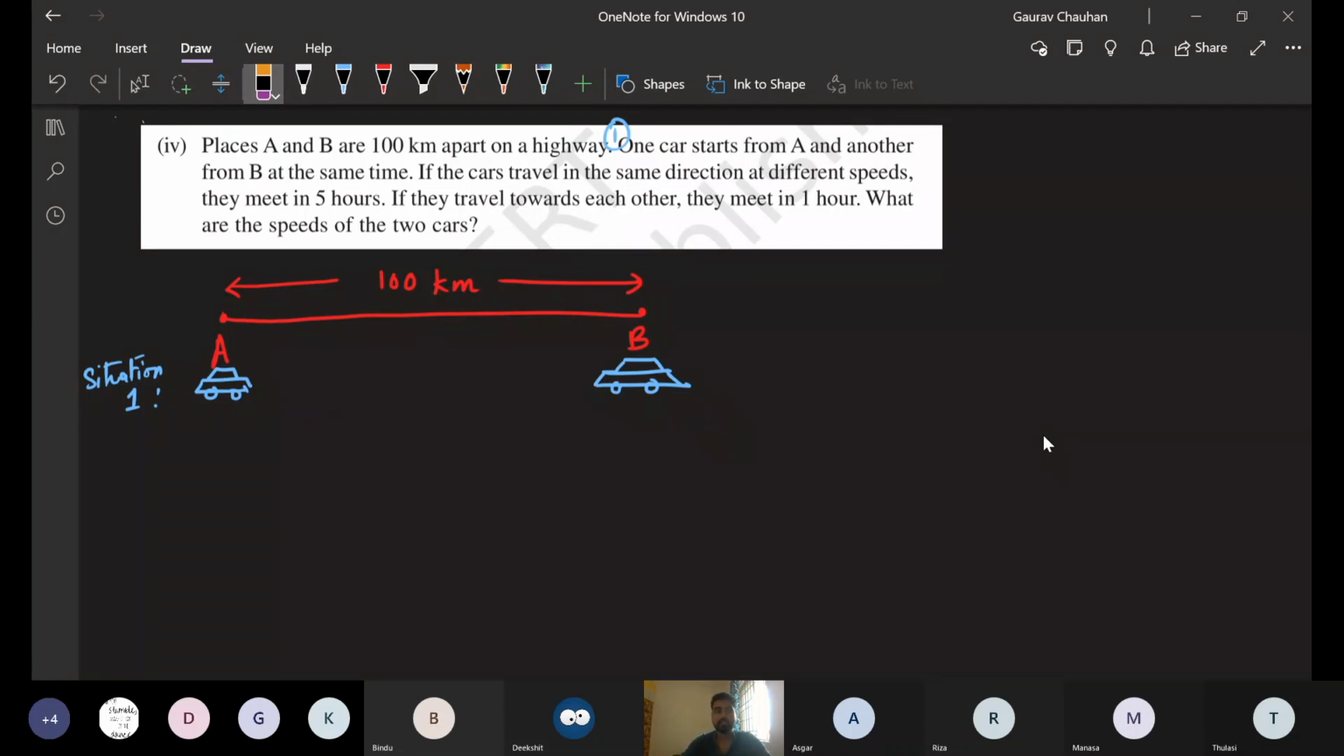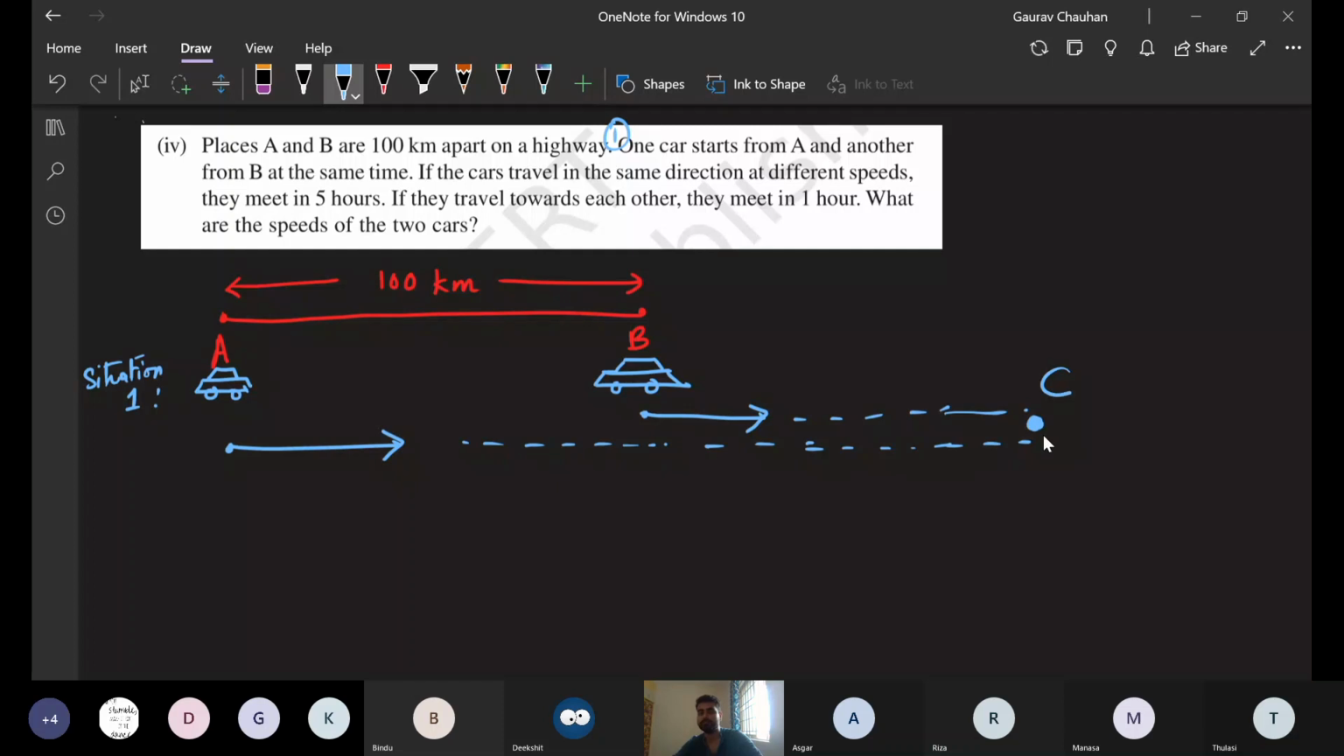Okay. So they're saying they're moving in the same direction. Let's think that B is moving slower than A, because they're saying that it will meet. If it is meeting in some time, definitely A has to move faster. This first car has to move faster. Then only after 5 hours, somewhere it will meet. Suppose it is meeting here at C. Let's call it C1. It's meeting at point C1.